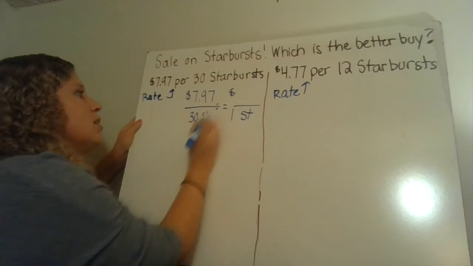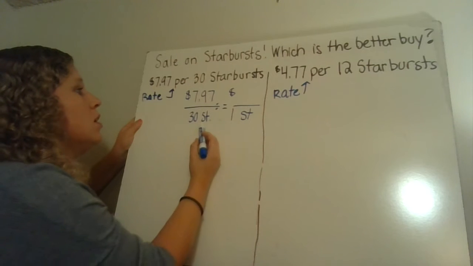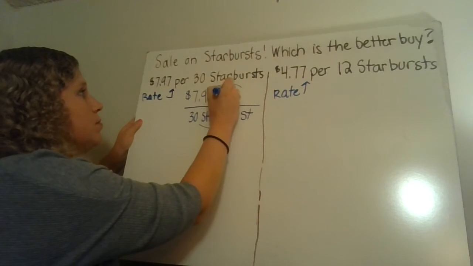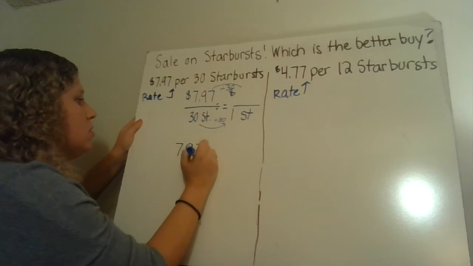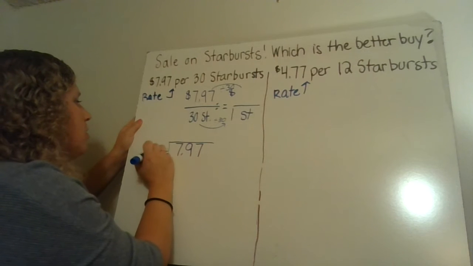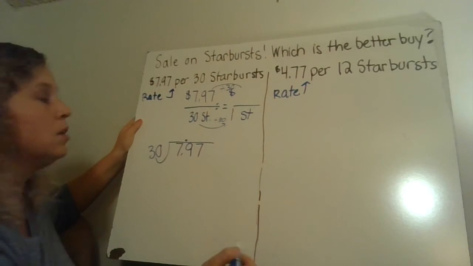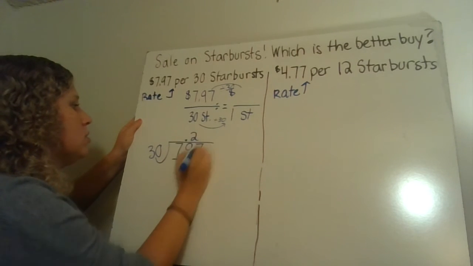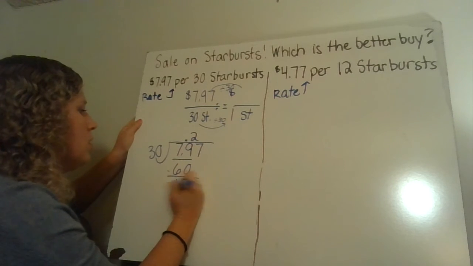So, use the fact that the fraction line means divide and divide $7.97 by 30, or go ahead and look at the pattern here. If you divide by 30, you'll get 1. Either way, that means I got to put $7.97 in the house, divided by 30. This time I'm going to bring my decimal up right away so I don't forget about it. 30 doesn't go into 7, but it does go into 79 2 times. 2 times 30 is 60. I subtract and I get 19.